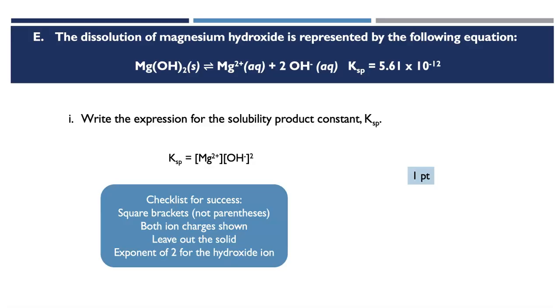You need to leave out the solid. We don't put solids in KEQ expressions of any type. So the solid needs to be left out completely. And we needed to make sure we have an exponent of 2 for the hydroxide ion concentration, right? Hydroxide had a coefficient of 2 in the balanced equation. We need to square its concentration in the KSP expression. All those things need to be done correctly.